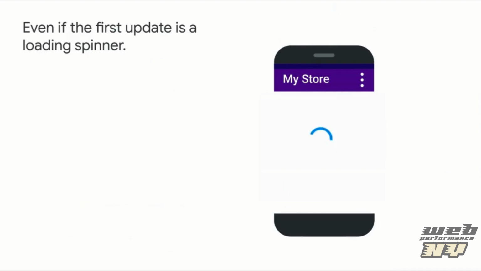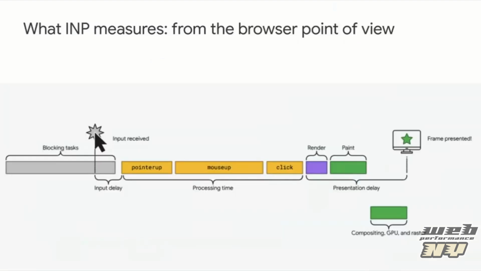We're just measuring how long the main thread is completely blocked after you tap the screen until we can show some kind of update on the screen. And just that is 2 seconds, 100 page loads.